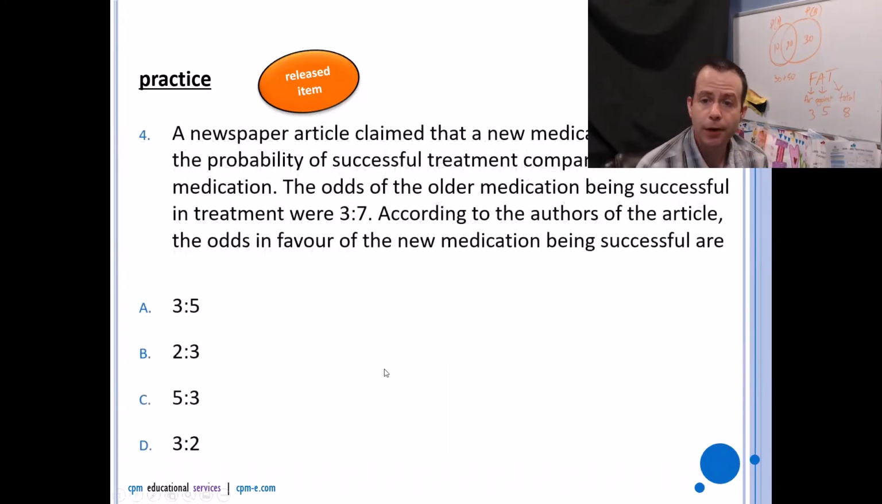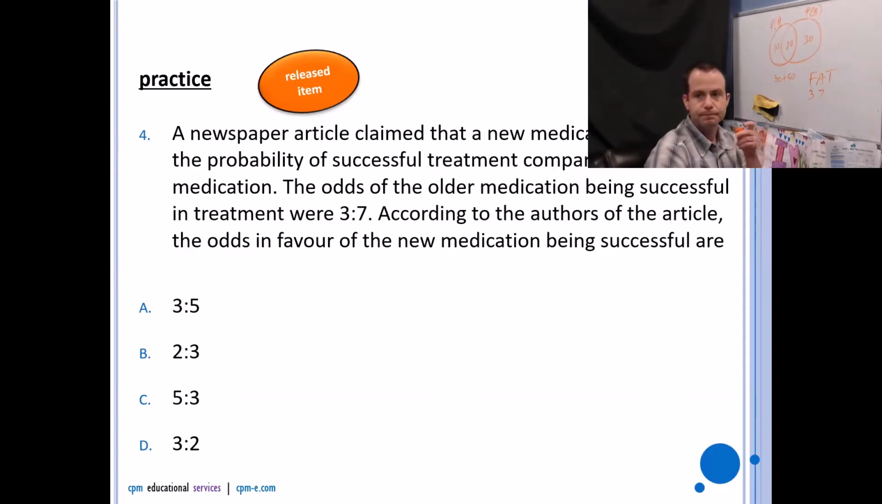Okay, a newspaper article claimed that a new medication doubled the probability of successful treatment compared to an older medication. The odds of the older medication being successful in the treatment were 3 to 7. According to the new authors, the odds in favor of the new medication being successful. Okay, well, let's think about this fact scenario here for a sec. I've got the odds in favor are 3 to 7.